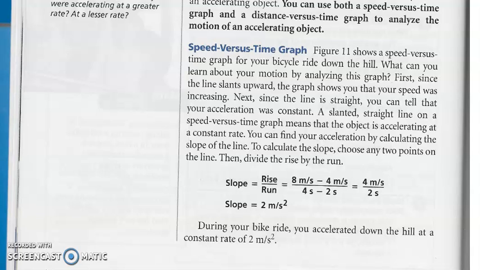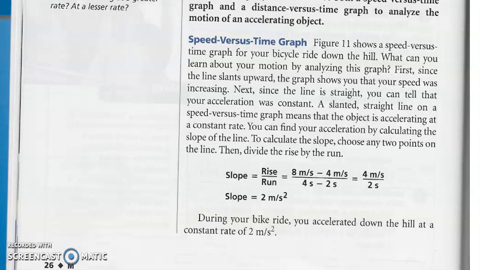First, since the line slants upward, the graph shows that your speed was increasing. Next, since the line is straight, you can tell that your acceleration was constant. A slanted straight line on a speed versus time graph means that the object is accelerating at a constant rate. You can find your acceleration by calculating the slope of the line.